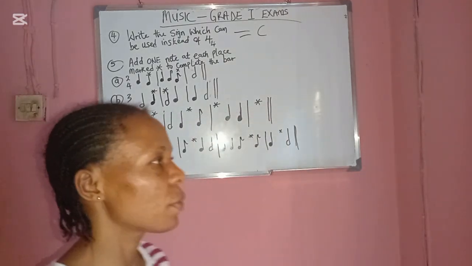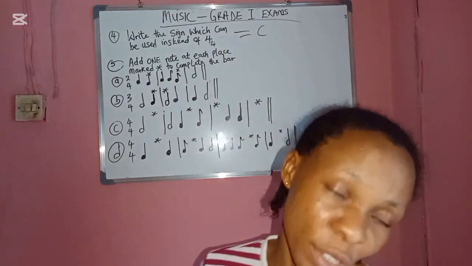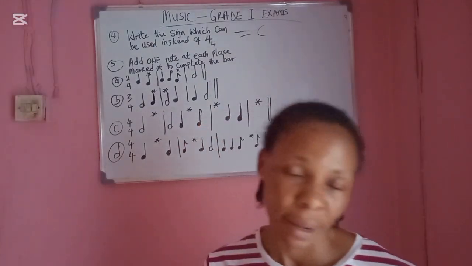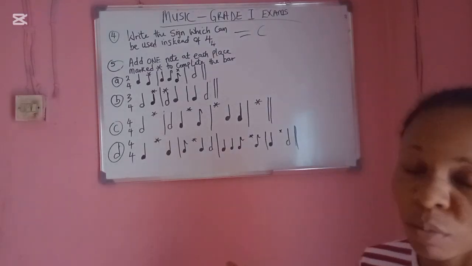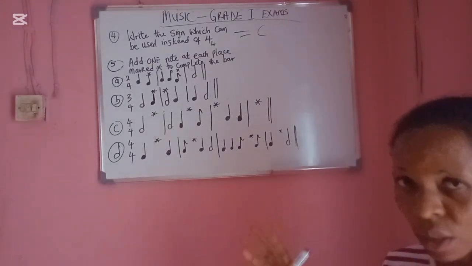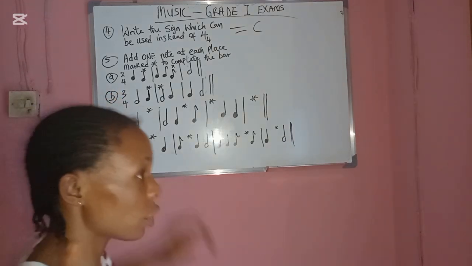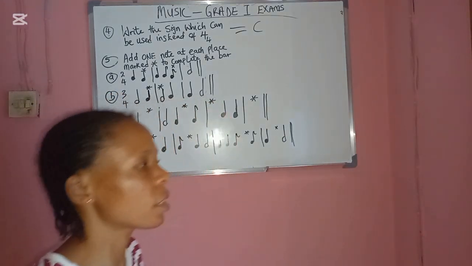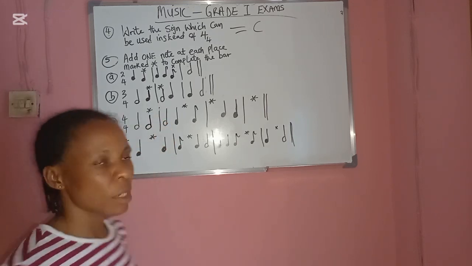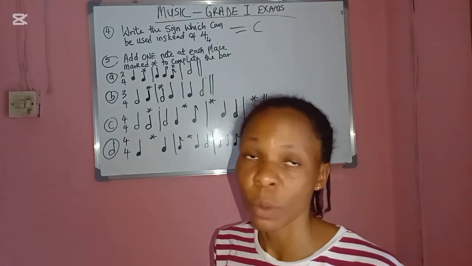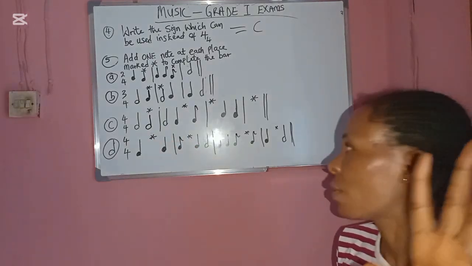And here is 4 4. They say 4 4, which means 4 crochets per bar. And here we have a minim, which is already 2 crochets. So we have a minim here. So what do we need now to add? Just 1 note to complete 4 crochets. What we need now is another minim, because a minim is the senior brother of crochet. So 1 minim is already 2 crochets. Another minim is 2 crochets, which makes it 4 crochets.